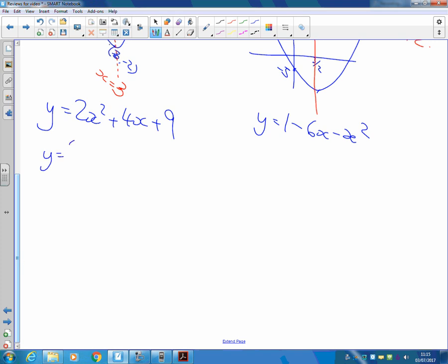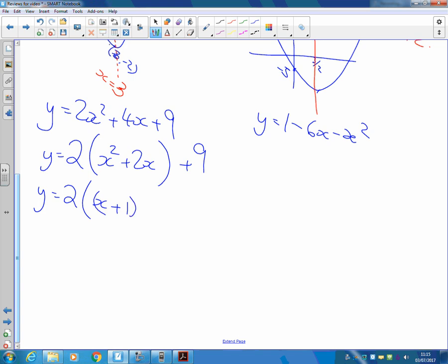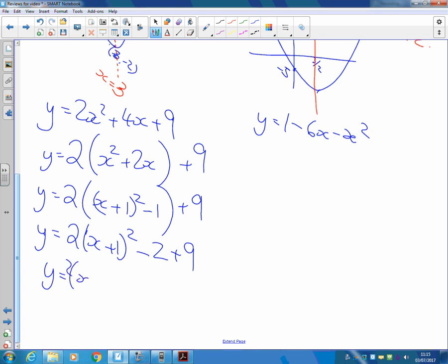Let's do this one this way. We'll take out the factor of 2 here. And that gives me x squared plus 2x here. And there's also a plus 9 over there. This x squared plus 2x here can be (x plus 1) all squared, take away another 1. Notice I've got 2 sets of brackets there. That's where people would go wrong with that one. And multiplying that out, that gives me 2 lots of (x plus 1) all squared, take away 2 there. And the final line, 2 lots of (x plus 1) all squared plus 7.